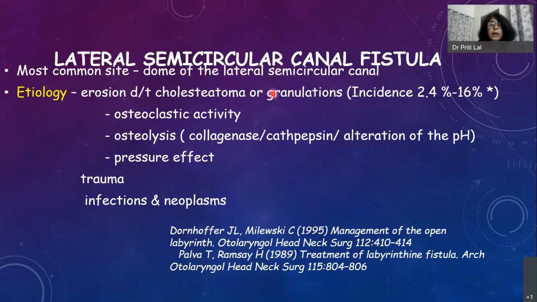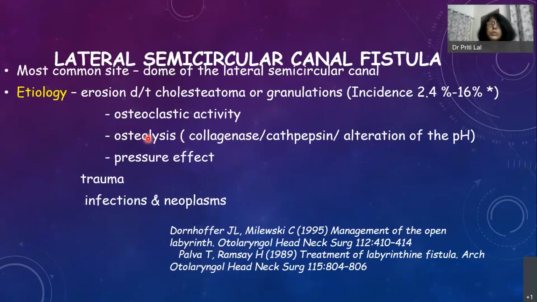Why do we see this fistula or dehiscence in the lateral semicircular canal in cases of cholesteatoma or granulations? It is because of the cholesteatoma matrix. It promotes resorption osteitis due to increased osteoclastic activity. The cholesteatoma also creates a pressure effect on the bone, and there are various osteolytic enzymes produced by the cholesteatoma matrix, like collagenases and cathepsin, which promote osteolysis of this bone, and we get a fistula.